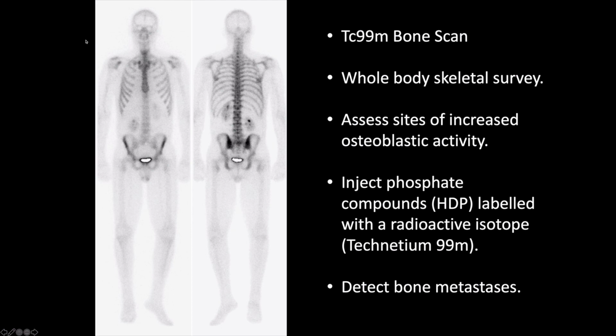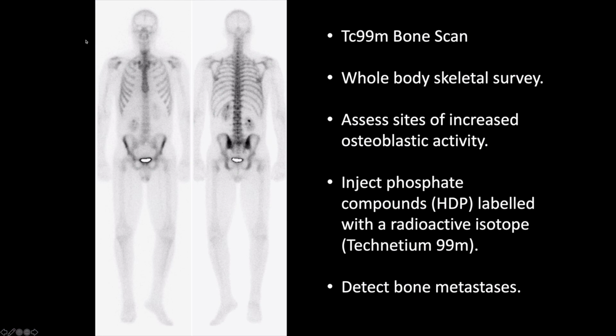There is always osteoblastic activity happening in the bones, but if the bone is disrupted by, say, something like a fracture or a destructive process such as a metastasis or cancer, there may be an increased recruitment or accumulation of osteoblasts at that particular site. Osteoblasts like to eat a lot of a compound called phosphate. So we take a phosphate compound, which we call HDP, and we label it with a radioactive isotope called technetium-99. And we inject that into the patient.